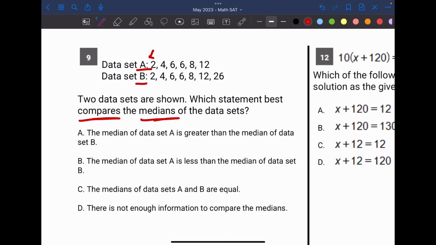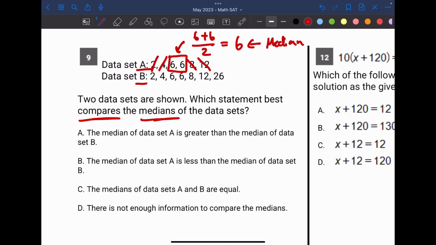So 2, 4, 6, 6, 8, 12, that's ordered well. And then 2, 4, 6, 6, 8, 12, 26. So both of the sets are ordered. We don't have to worry about that at all. Next, we have to actually find the median. So you have to take a number from the left and take a number from the right, left, right, until you are left with either 1 or 2 numbers. If you're left with 2 numbers, you would add up the numbers and divide by 2. So 6 plus 6 divided by 2, which is 6. So the median for the first set is 6.